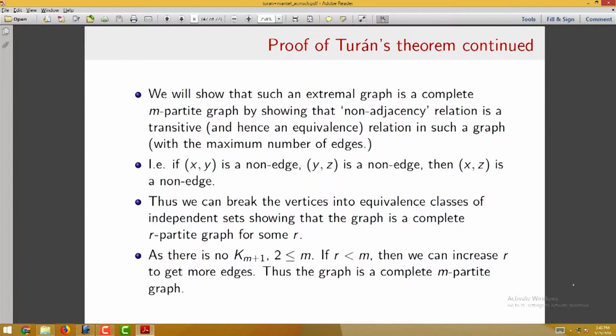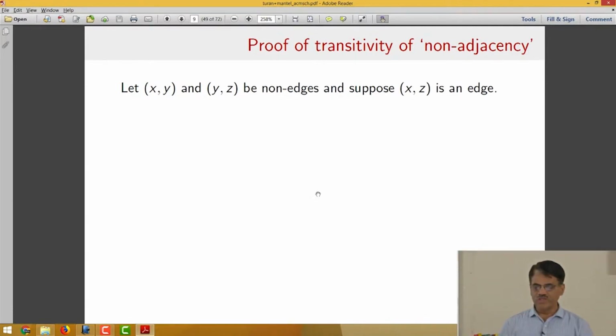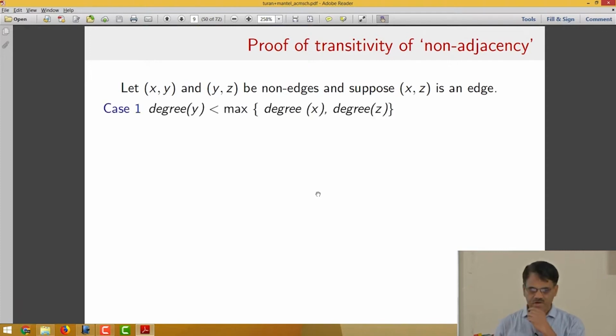Okay. So our focus is now in trying to show that this non-adjacency relation is a transitive relation in such an extremal graph. Not a 3-line but maybe a 6-line proof. Okay, so let's start. Suppose you have a pair, xy is a non-edge, yz is a non-edge. Suppose xz is an edge. There are two cases. So xy is non-edge, yz is non-edge, and xz is an edge.